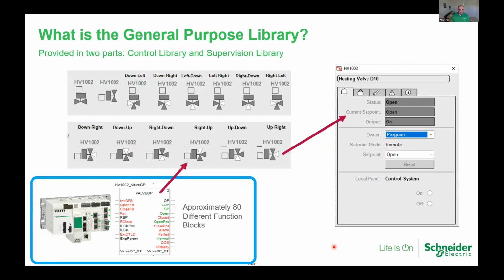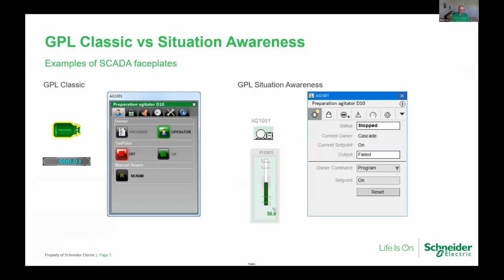Everything is auto created. As you see here, we have different valves depending on the orientation, but all of that has been pre-generated. With these templates, we have two versions. We have the GPL Classic version, which provides a more colorful template profile. These are mainly used if you're using the InTouch visualization. But now we have a version 2 of our GPL library, which encompasses the situational awareness style of graphic. Those graphics are primarily used with the OMI interface, while the classic version is used with the InTouch interface.